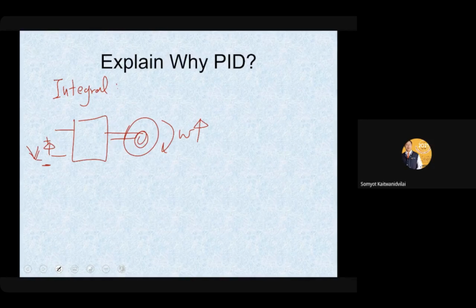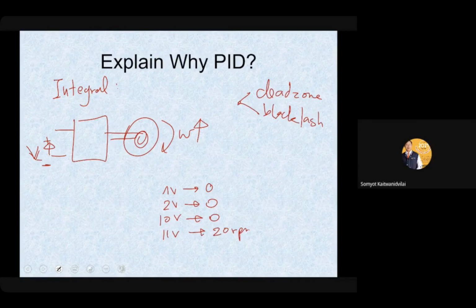Imagine I have one motor. I put 1 volt to the motor, the speed is 0. I put 2 volts, the speed is 0. I put 10 volts, the speed is 0. But when I put 11 volts, the speed comes to 20 RPM, for example. If I put 20 volts there, it gives 40 RPM, for example. Are you familiar with this behavior or not? I ask someone, are you familiar with this or not?